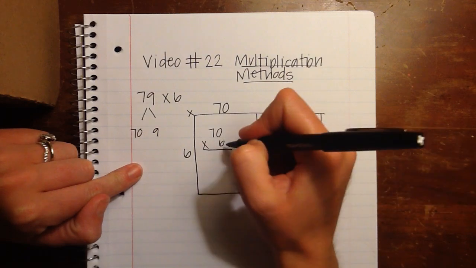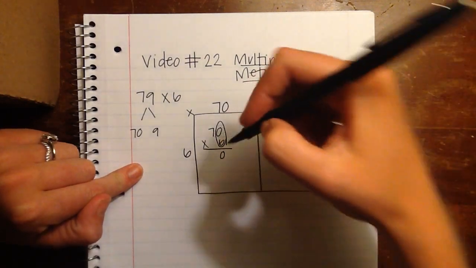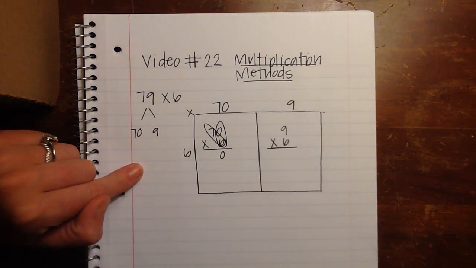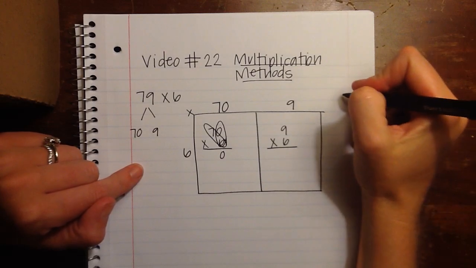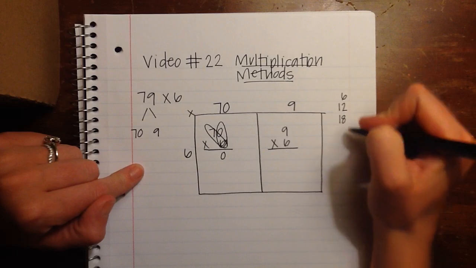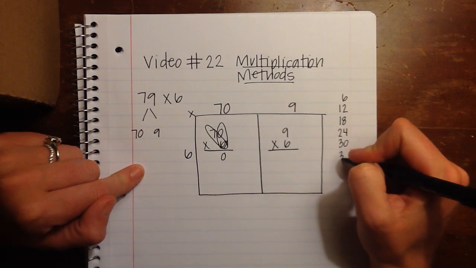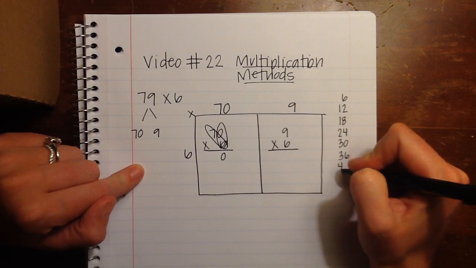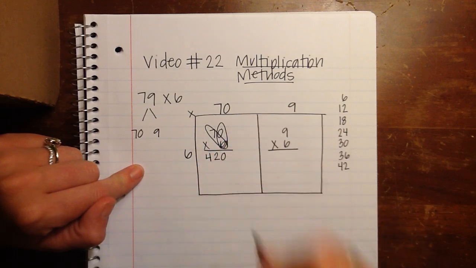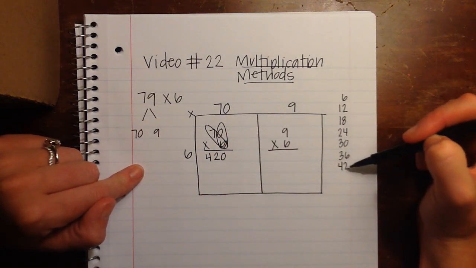6 times 0. So right there is 0. And then my second step here is 6 times 7. Okay, I'm going to do 6, 12, 18, 24, 30, 36, 42. Okay, perfect. I'm going to put a 4 and a 2 there. 1, 2, 3, 4, 5, 6, 7.